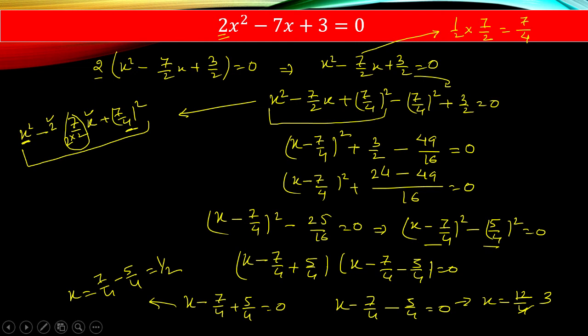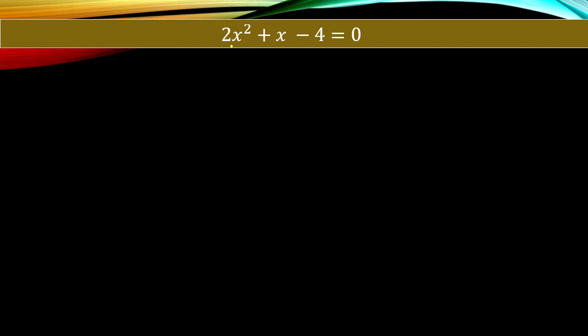So this was the first question. Now we can see the next example here, and here we are finding the coefficient of x square is 2. Now we are interested to make it 1. For that we are taking 2 as common. So we are finding x square plus 1 by 2x minus 2 is equal to 0. If we are dividing the equation by 2 both the sides, so ultimately we will get the equation x square plus 1 by 2x minus 2 is equal to 0.